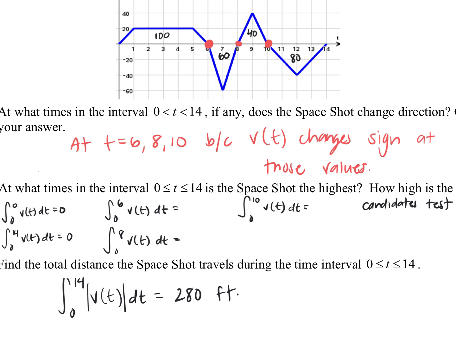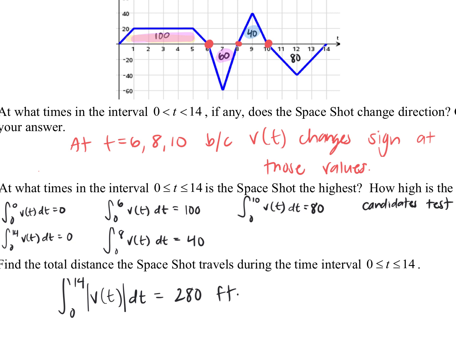So if I go back up to my picture here, this first one here from 0 to 6, the area underneath that curve is 100. So therefore, this would be 100. If I go from 0 to 8, this is a positive 100, but then a negative 60, right? So 100 minus 60, that's going to give me 40. So I know this whole thing is 40 up to 8. And then I have another 40 that I'm going to add to that. So 40 plus 40 is going to give me 80.